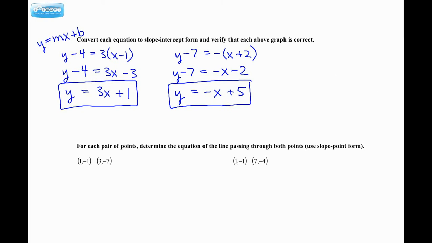Okay, the last one's a little bit trickier because we do have a fraction to deal with. Now, there's more than one way, so the way I'm showing you is by no means the only way. Okay, so just get the equation down here. That is x plus 9. All right, so how do we deal with this?